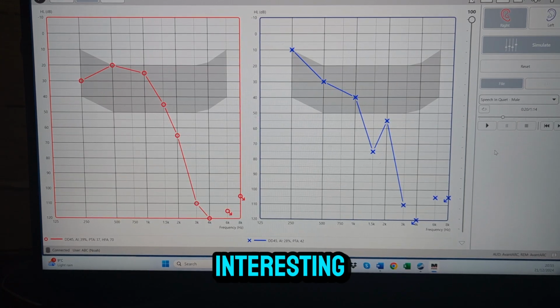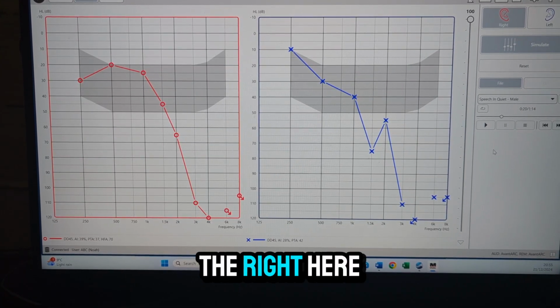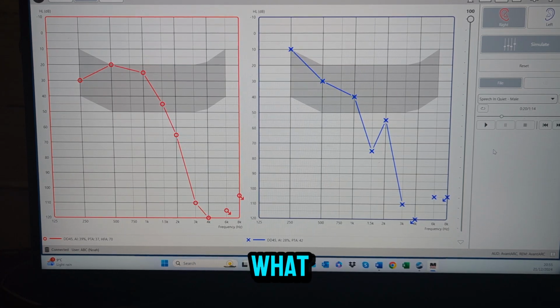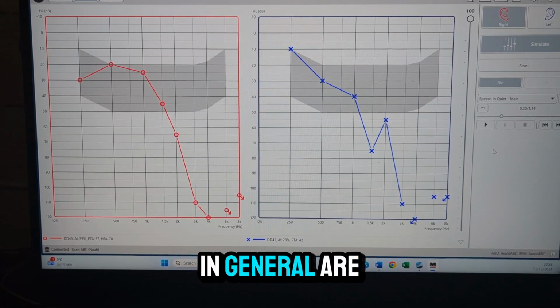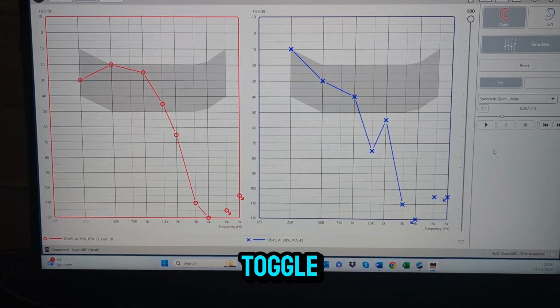So very interesting. There is a distinct difference between right and left. The right ear overall is easier to work out what is being said. Male voices in general are easier than female voices with this type of hearing loss. And now we're going to toggle to music.